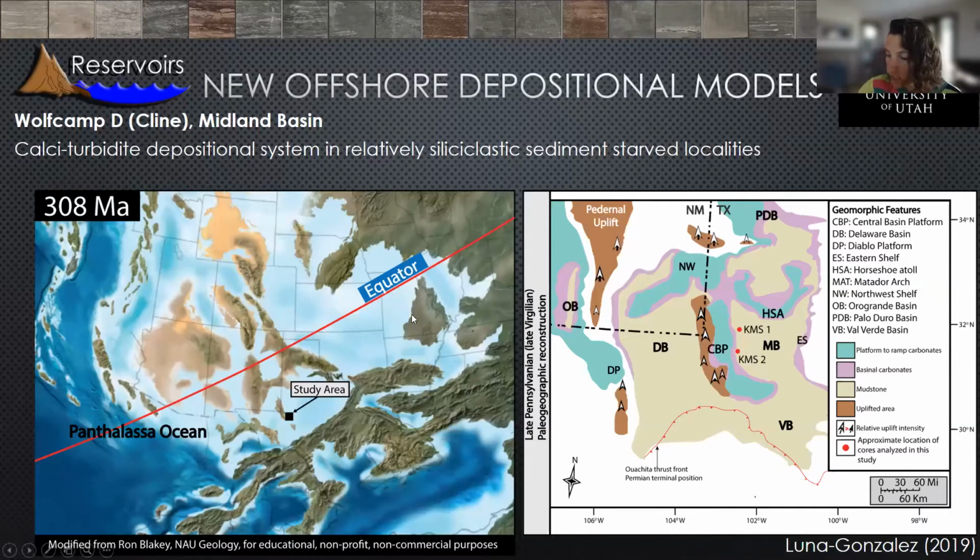I'll highlight here some of our work in the Wolfcamp D, or the Klein shale, in the Midland Basin. And as many of you may know, this is a deep water calciturbidite depositional system. In other words, we have turbidity currents coming off of the carbonate platform shed into the basin. And the cores that we looked at here are on the western edge of the Midland Basin. This is a relatively siliciclastic sediment-starved location. I know there are others that have much more siliciclastic input.